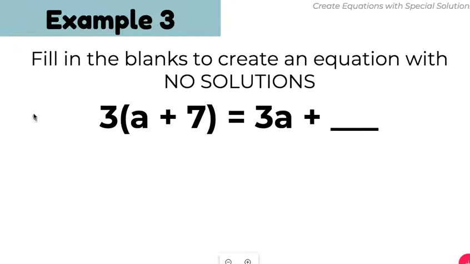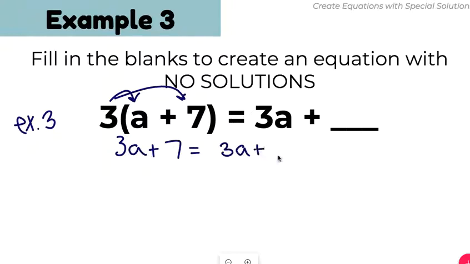Last one. Example 3. We want no solutions. So again, let's simplify first. Remember, once we simplify, that's going to make sure that we can focus on what our coefficient is and we can focus on what our constant is. If you don't have one side simplified, you can't break down to those two numbers. I need a coefficient, I need a constant, one of each.